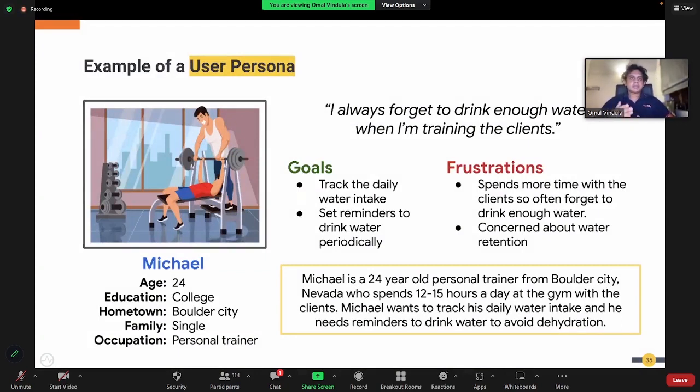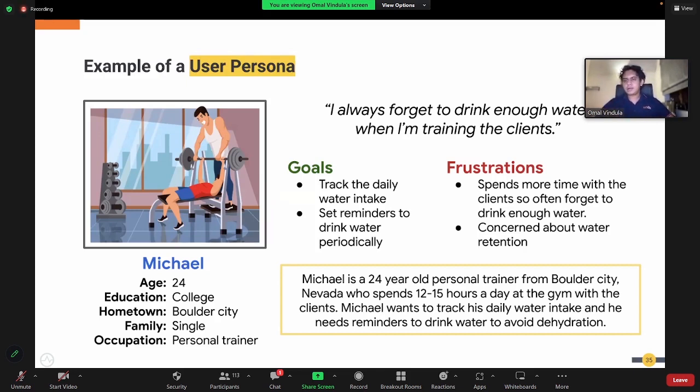So there is a problem, right? The problem is, let's say, there's this guy, Michael, right? He's 24 years old. He's a personal trainer. And this is his problem: I always forget to drink enough water when I'm training the clients, right? So that's his problem. With these problems, he gets some frustrations, right?